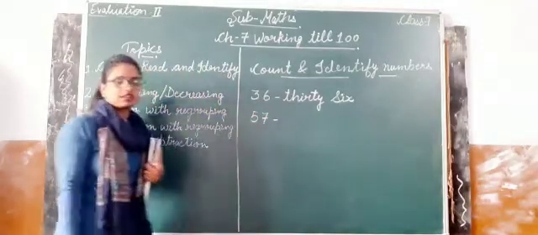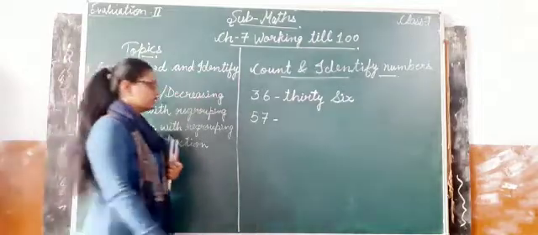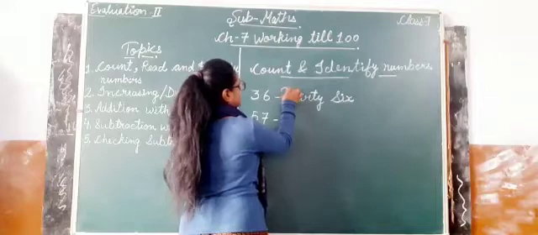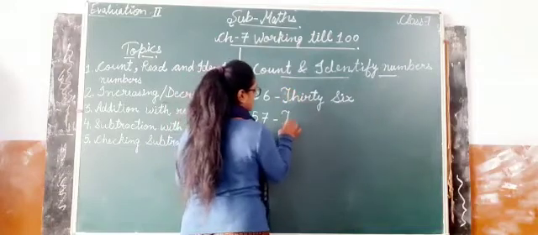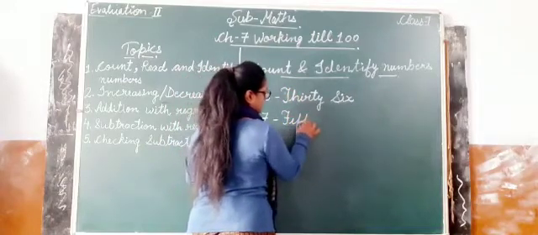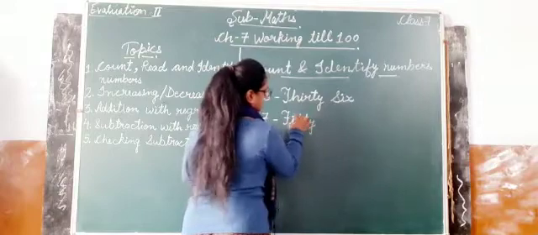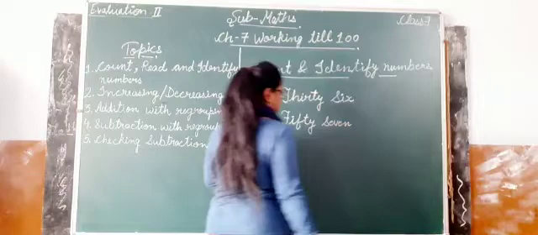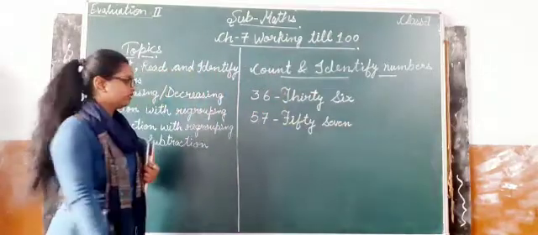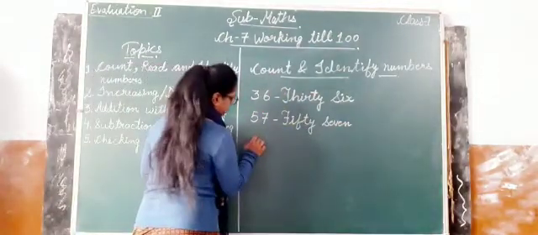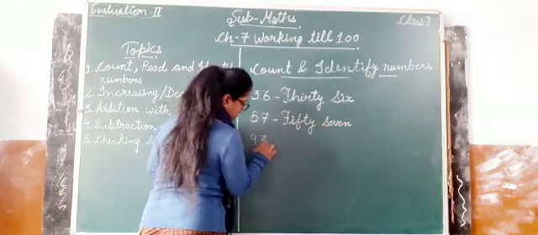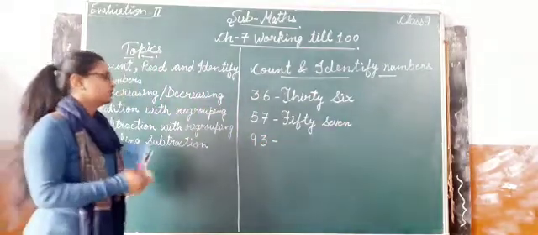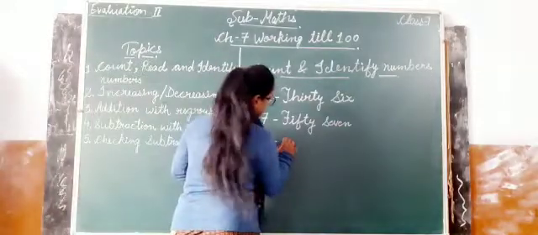Now let me write one more number. Which number is this? It is right, 57. And how do we write 57? Capital T would be here. FIFTYSEVEN. Right? Now let me give you another number. Which number is this? 93. So how will we write 93?